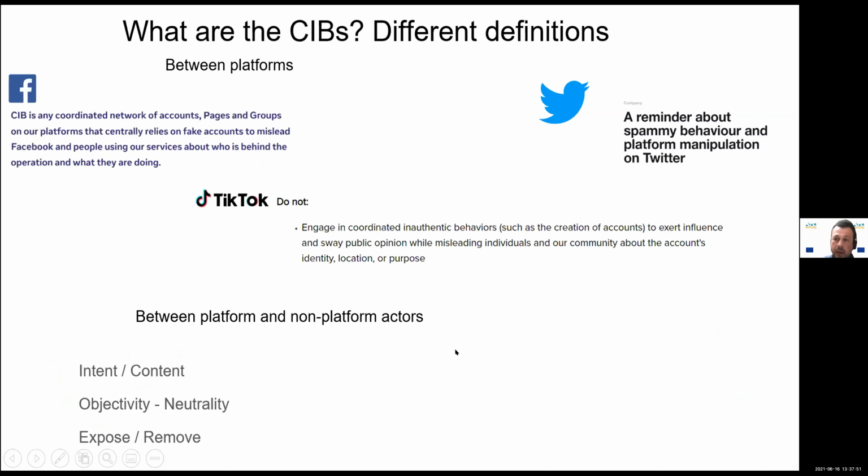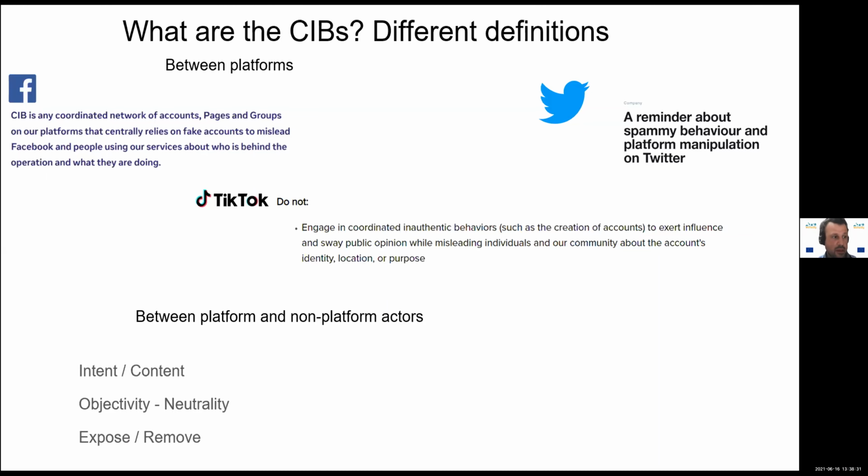So the very first thing we have trouble with is a series of different definitions from the platforms, especially because some platforms like Facebook put the notion of fake accounts in the heart of their anti-CIB policy, and some other platforms are more lenient towards fake accounts or pseudonymity or anonymity, like, for instance, Twitter. So there is no real harmonized definition of CIB between platforms.